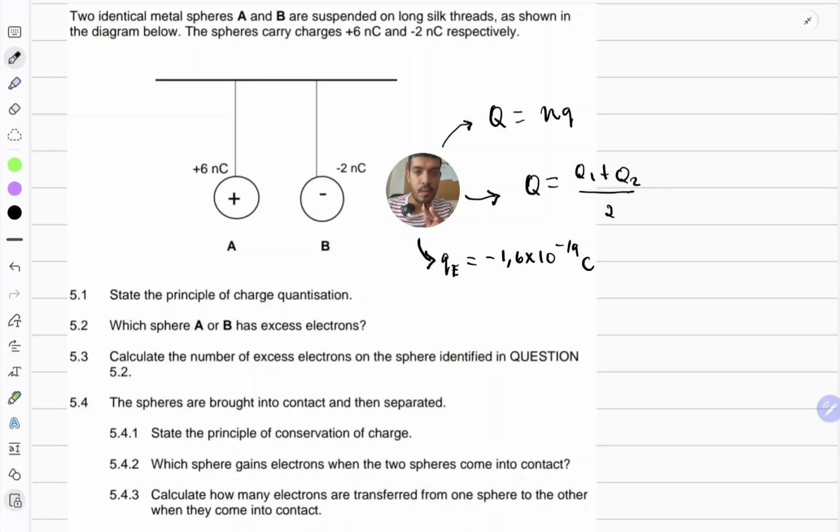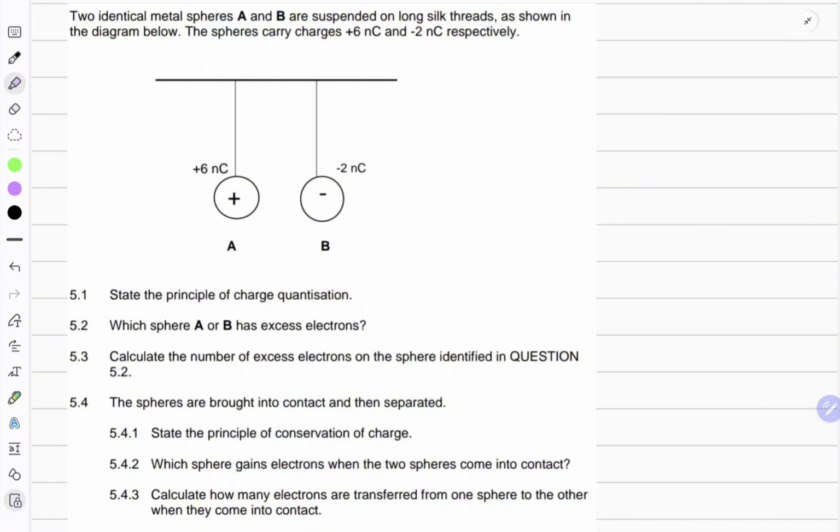Hi guys, genuine question. How familiar are you with the following concepts? Coulomb's law, the principle of charge quantization, and the charge of an elementary particle. These concepts and a few others I'm going to cover, and we're going to use these concepts to answer the following questions. So stay tuned.